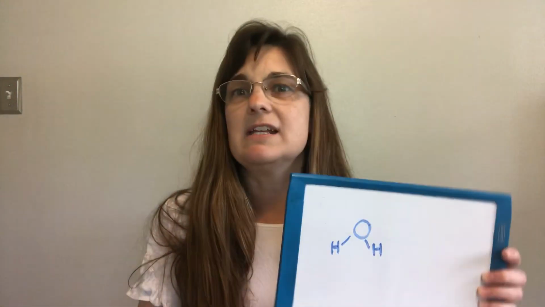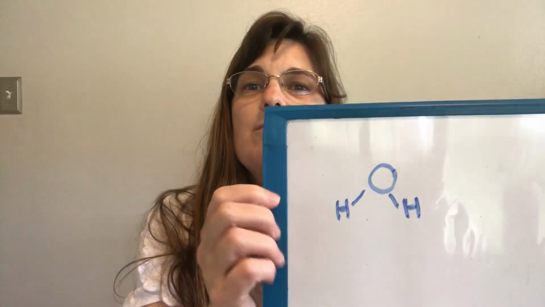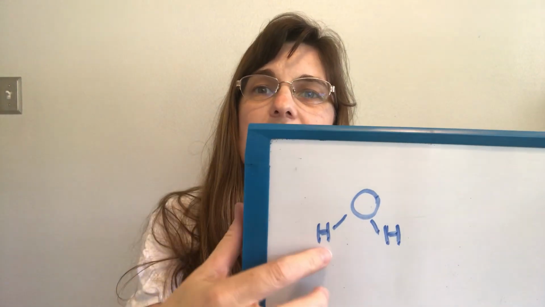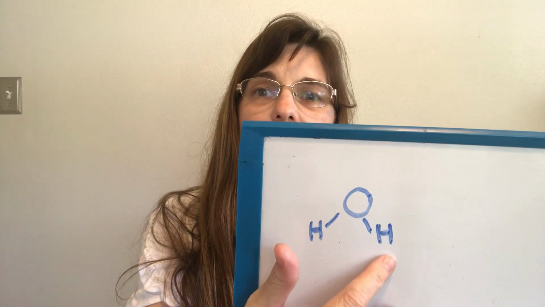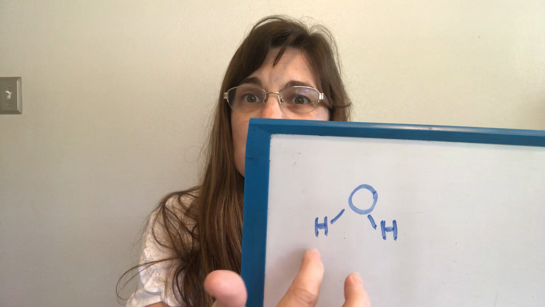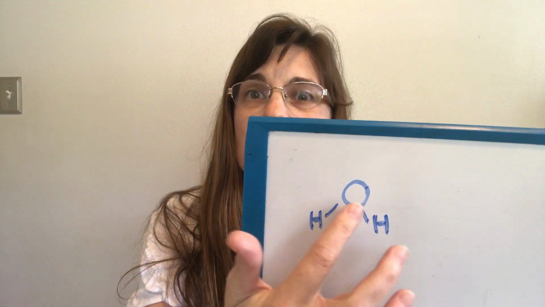And also want to talk about the fact that it is a polar molecule. Now remember, the formula for water is H2O, and so you'll have one atom of oxygen that's covalently bonded with two atoms of hydrogen. That's how we get the formula H2O, because there are two hydrogens, one oxygen.